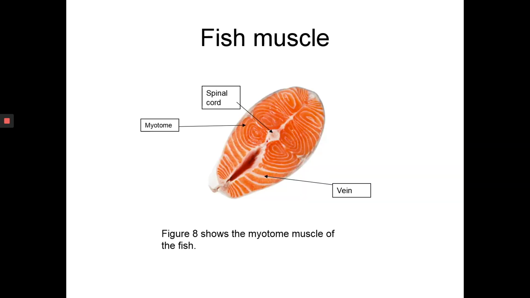Then lastly, we look at the fish muscle. So, myotome is the fish muscle. Myotome is the orange color. Spinal cord here at the center. Vein is the white one. So this is the vein.